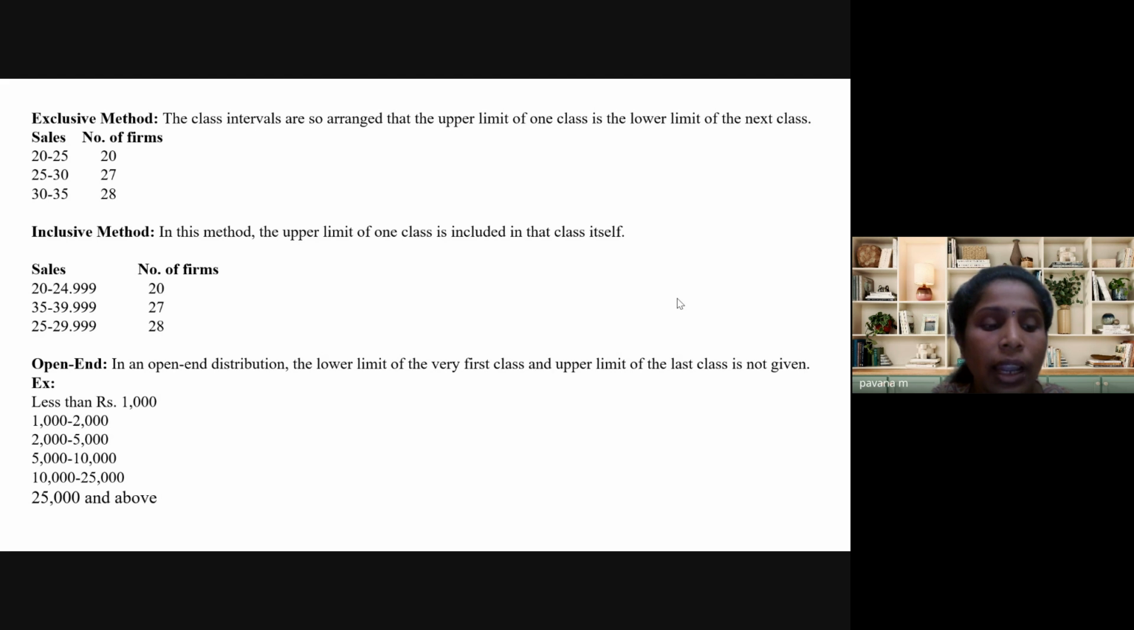And the last one, 25,000 and above. 25,000 and above means they are not specifically mentioning that particular class. So the lower limit or upper limit of the particular distribution is not specifically mentioned. That type of method is called the open end method. So this type of continuous distribution also exists in data collection, in data representation.